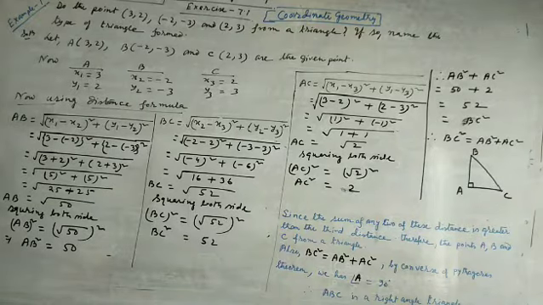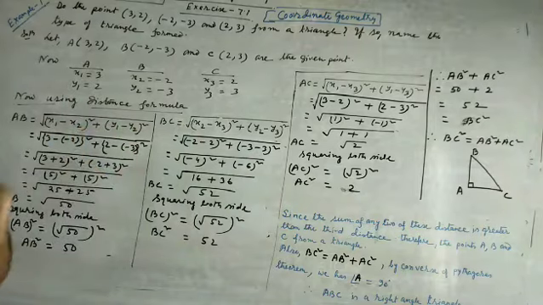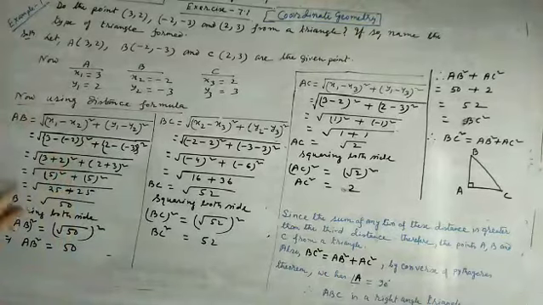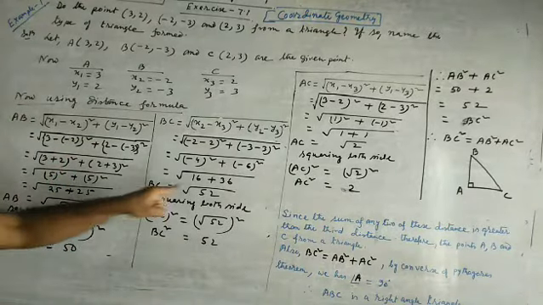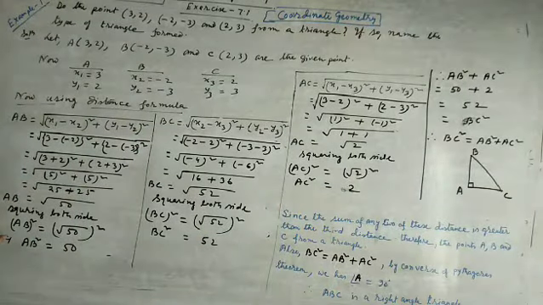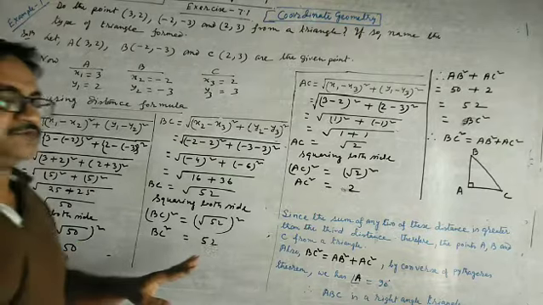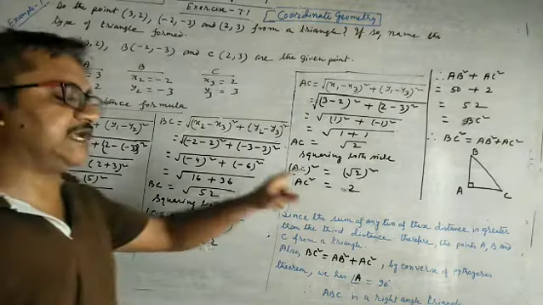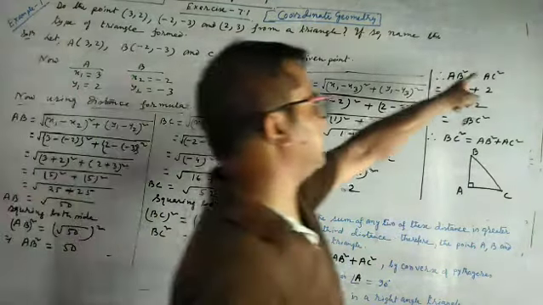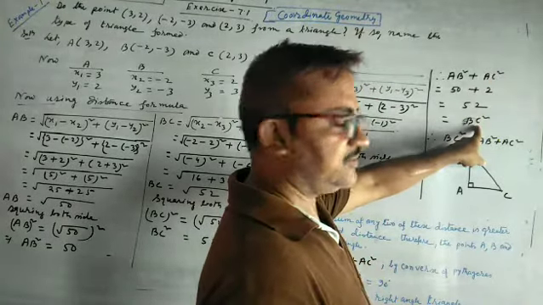So I hope you understood. If three sides are equal, then we know it is an equilateral triangle. If two sides are equal, then we know it is an isosceles triangle. Here we see all three sides are unequal. Then we square both the sides. Next, adding the two smaller sides, you see, we get the third side.